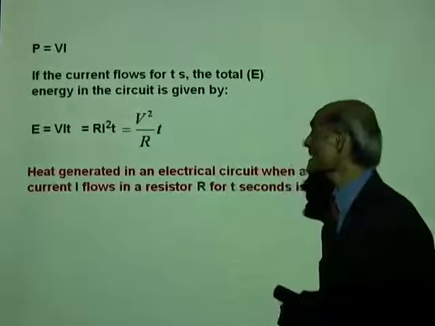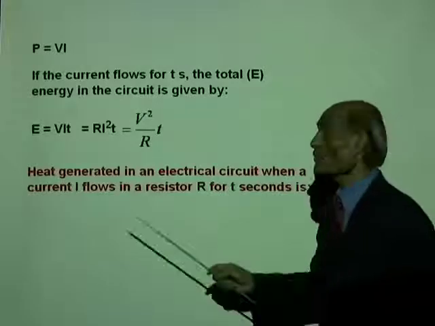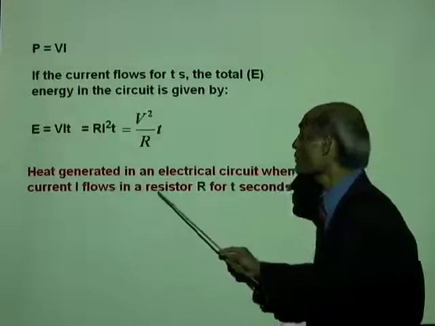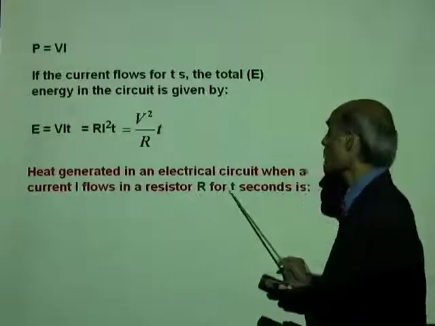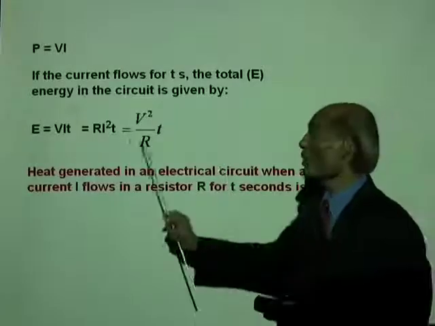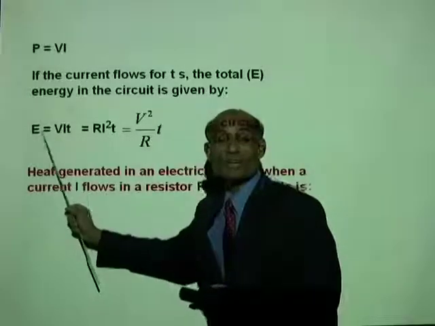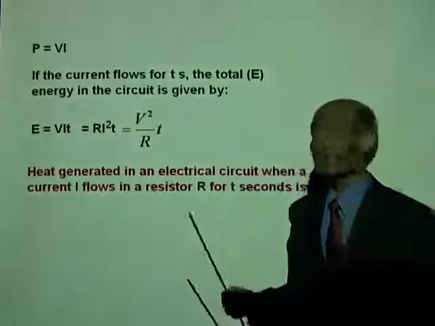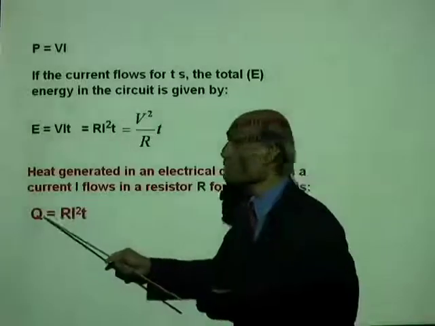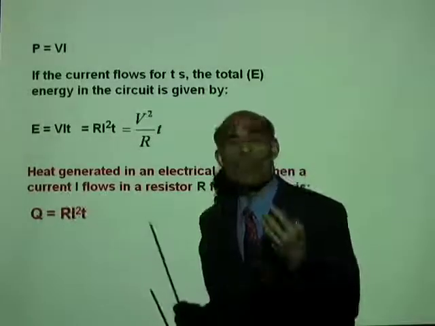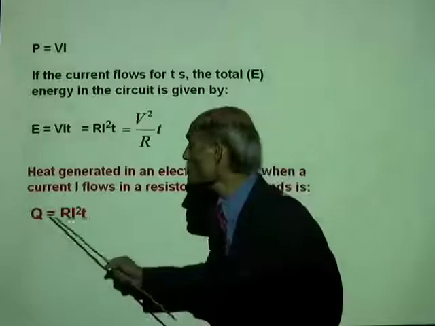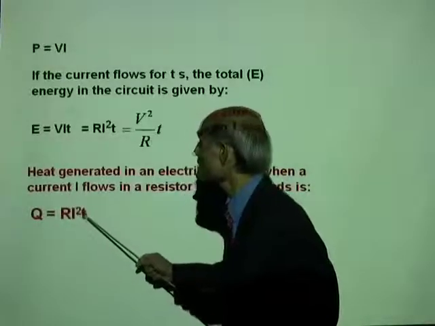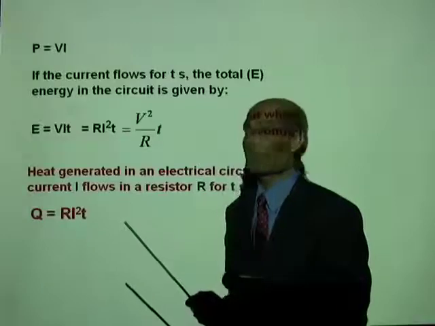Heat generated in an electrical circuit when a current I flows in a resistor R for t seconds. In a resistor, all this energy becomes heat. So heat generated, Q, we generally call the quantity of heat, Q equal to RI squared t.